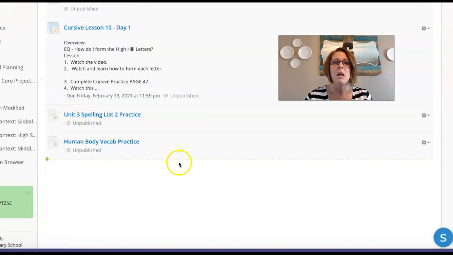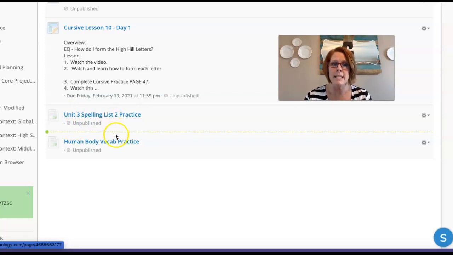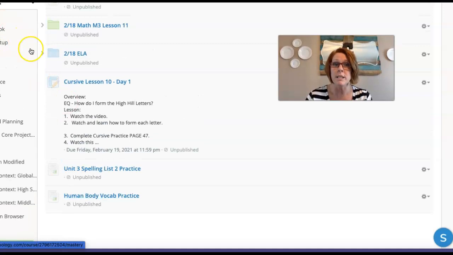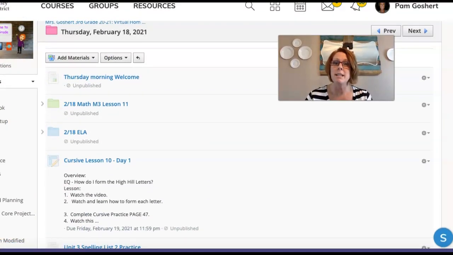At the bottom of our pages, you're going to see the Unit 3 spelling list to practice. There are two different Flippity items that you can practice. And then there's also the human body vocabulary practice that you can do on Quizlet to really get those, not all the vocabulary words from the unit, but just those most important ones that we're focusing on. You can use that to practice because you will have a quiz at the end of the unit on those.